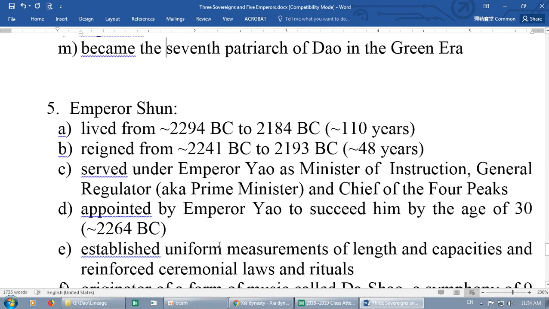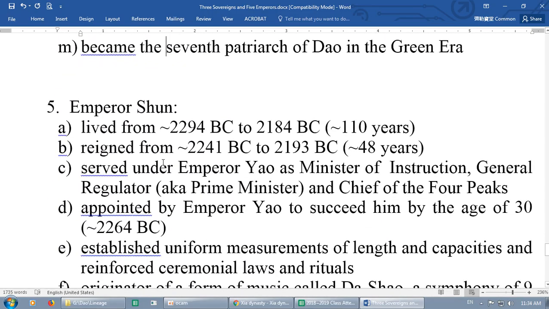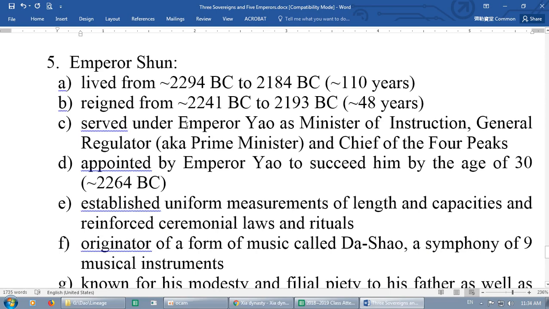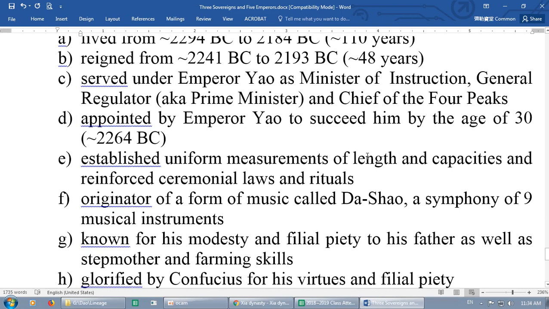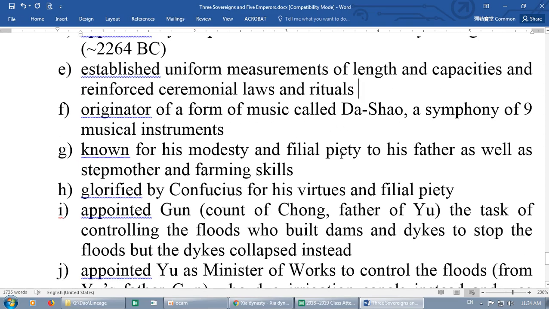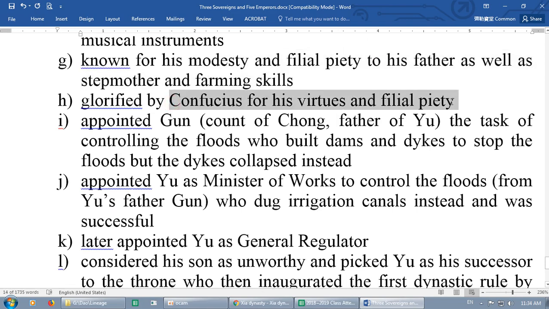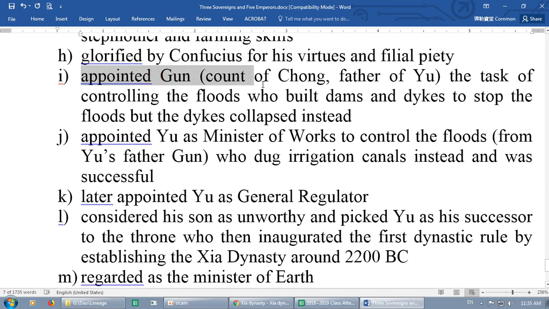Okay, Yao passed on the Tao to Shun. Shun served under Yao as minister of instruction first, then general regulator and chief of the four peaks, which just means the land. He was appointed by Yao to succeed him at the age of 30, and he established different ceremonial laws and all that. He was also originator of Chinese symphony music. He was known for his modesty and filial piety to his parents, as well as his farming skills. He was glorified by Confucius for this. He appointed Gun, the father of Yu, later on, the task of controlling the floods.